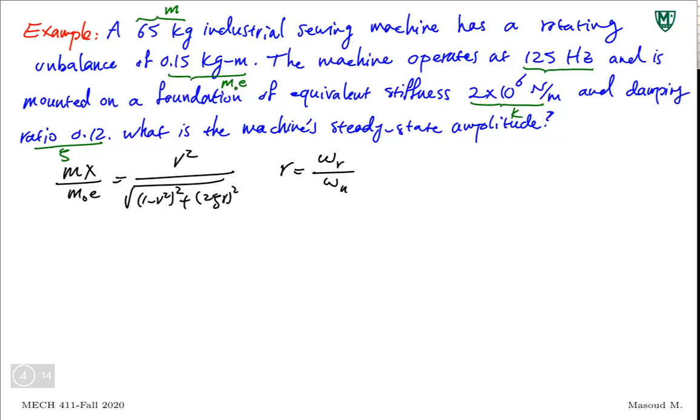I'm going to wait till someone answers. This is the excitation frequency? Yeah, that's excitation frequency. Exactly. Thank you, Sif.